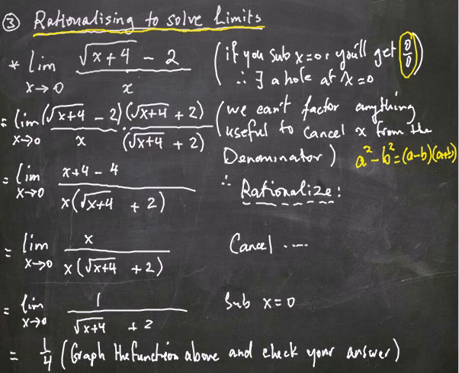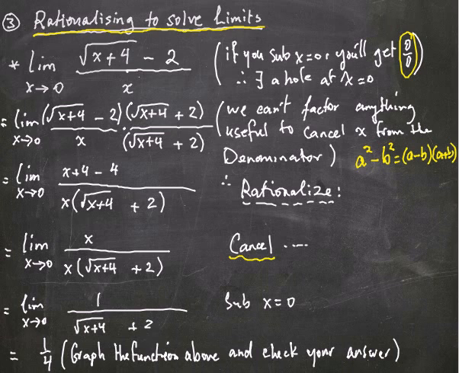Therefore, you square the root of x plus 4, and that will yield x plus 4, minus, so we're following a squared minus b squared, 2 squared becomes 4. And if you simplify the numerator, you'll end up with just x over x into root x plus 4 plus 2. Now we can cancel the x values, and you're left with 1 over the square root of x plus 4 plus 2, and the limit as x goes to 0.